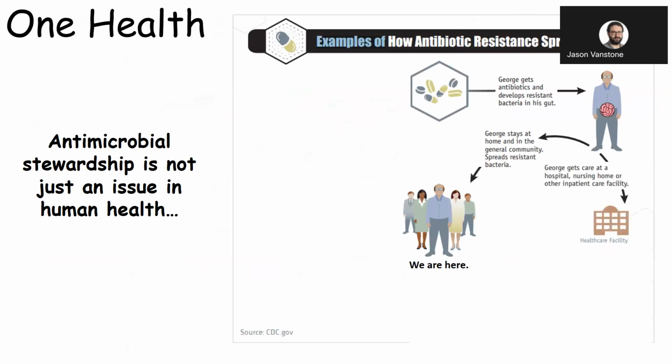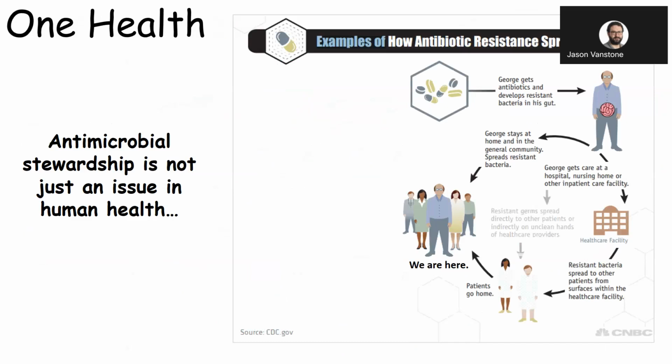Another scenario there is maybe that George is actually quite sick and he gets care at a hospital or he's in a nursing home or another inpatient care facility. And the resistant bacteria are able to spread from him to other patients and healthcare providers within that healthcare facility. And then in a similar fashion, those patients might go home, back to the community. The healthcare workers head home to their residences at the end of the day. So we're able to see that antibiotic resistance spread through that route.